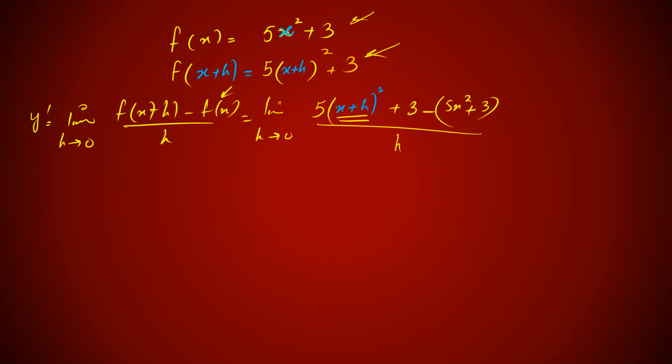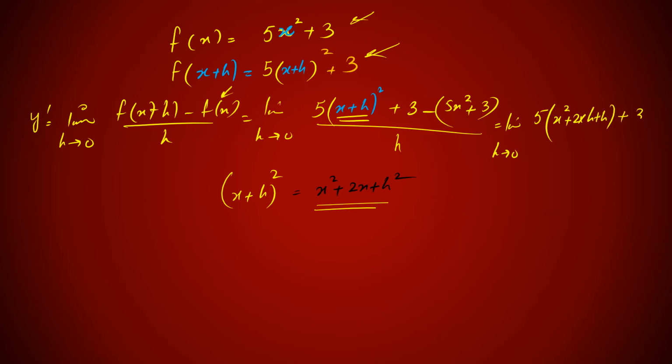Now here we have x plus h whole square. So applying the formula of a plus b whole square, we will get x square plus 2xh plus h square. Now continue solving. We will have limit h approaches 0, 5 times x plus h whole square, which is replaced by x square plus 2xh plus h square, plus 3. Now open the bracket with the negative sign. You will get negative 5x square negative 3 over h.